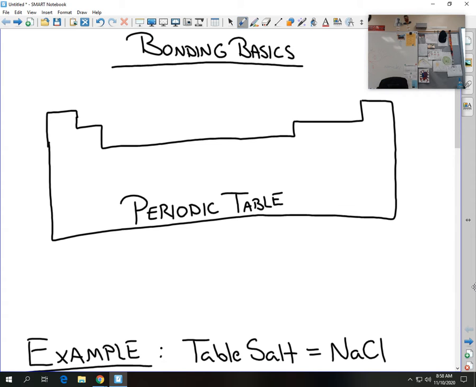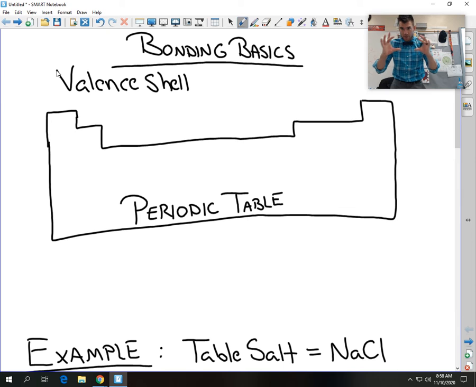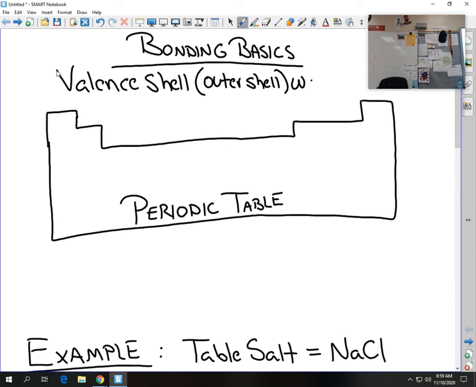Okay, so what you want to know about bonding is with bonding, we really got to worry about the valence shell. Now remember, the valence shell is the very outer shell. So no matter how many shells you draw, 1, 2, 3, or 4, the valence shell is the most outer shell. So whichever element you're on, remember, the outer shell is the valence shell. So the valence shell, or the outer shell, wants to be happy.